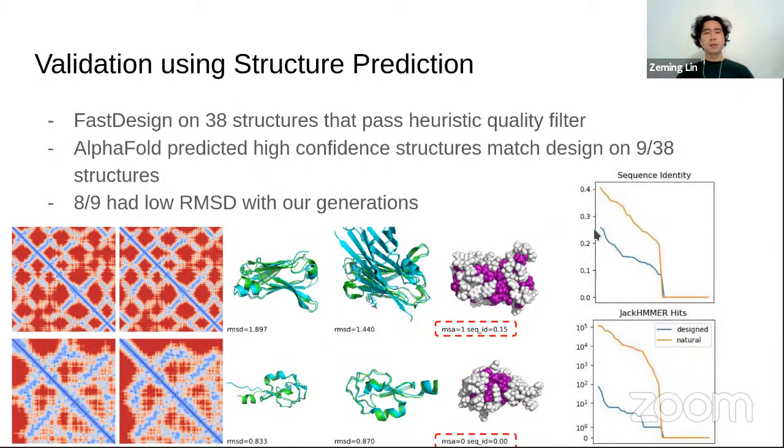So this gives us some hope that our model might be able to generalize a little bit outside of existing sequence space, and it's able to generate structures that are somewhat novel.